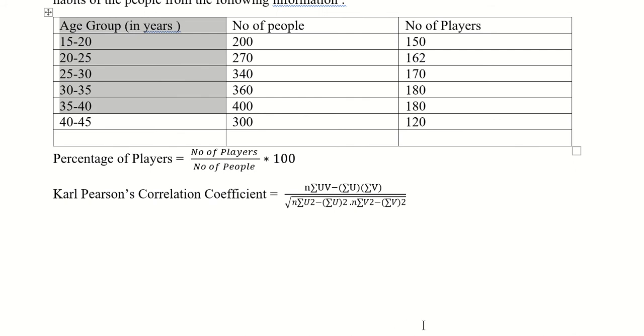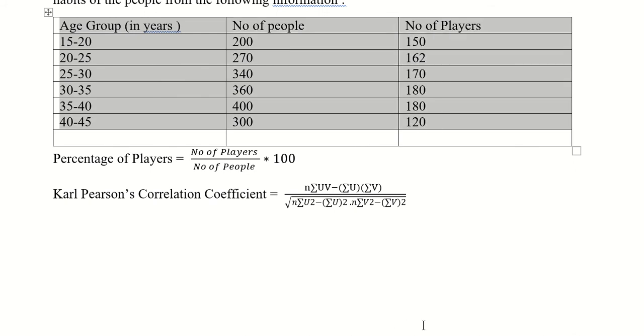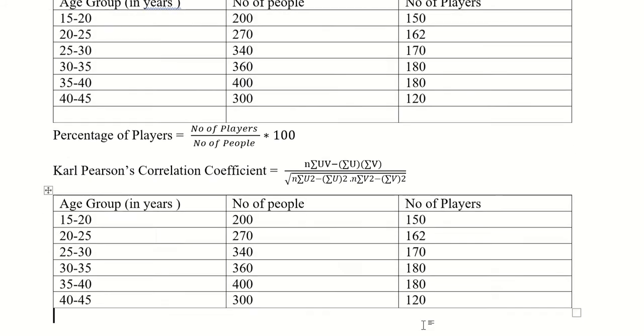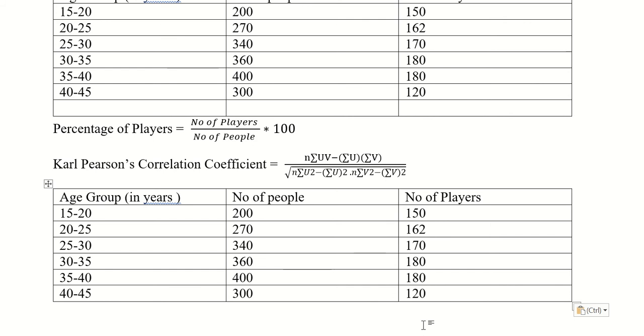I'll copy paste this table. The first thing we need to do here is find x and y, the two variables. From x and y we will calculate u and v. So this is age group.